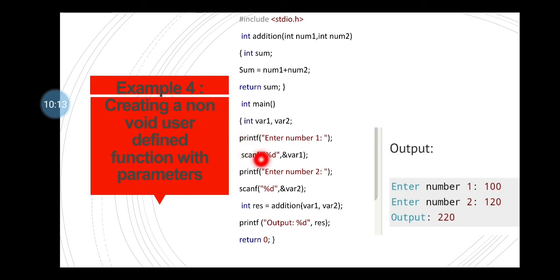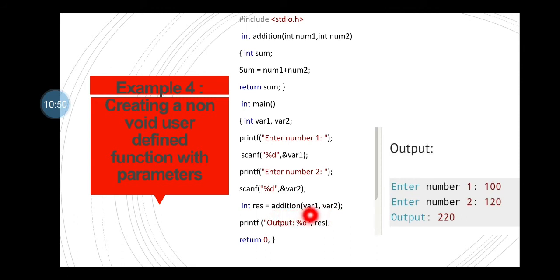Now inside main we have two variables, integer var1 and var2. First we'll read the values of var1 and var2. So printf enter the number 1, we read the value using scanf in the var1 variable, then we read the number 2 in var2. So we have both the numbers with us. Now we'll call this function addition. So addition, and we'll specify var1 and var2 over here. So addition, first actual parameter is var1, second actual parameter is var2.